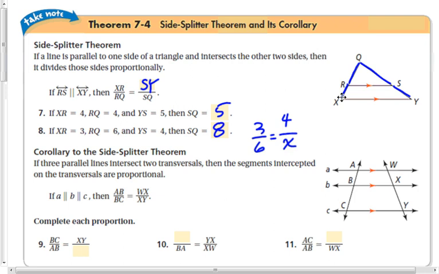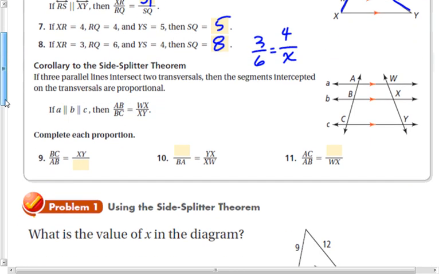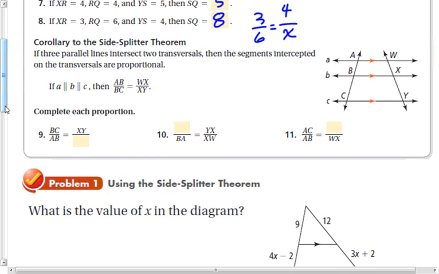All right, and a corollary to that is if parallel lines split two transversals, then they split those transversals proportionately. So go ahead and fill in 9, 10, 11. You can check back with your answers.